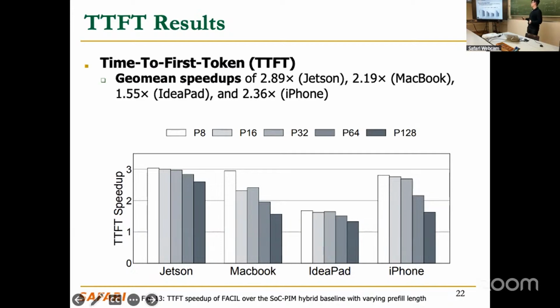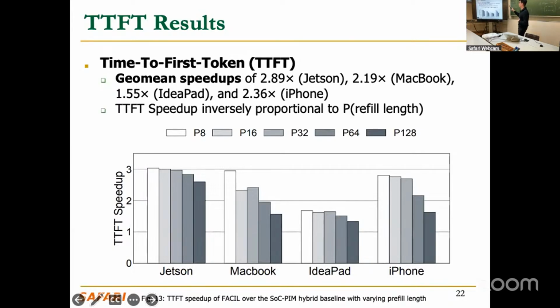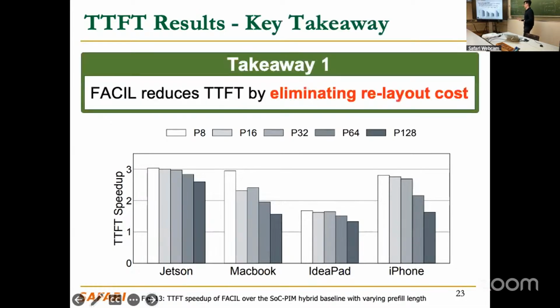So first of all, we achieved the following geomean speedups: 289x for Jetson, 219x for MacBook Pro, 155x for IdeaPad, and 236x for iPhone. And what's important to note here is that the time to first token speedup is inversely proportional to the prefill length. What I mean by that is that the longer the prefill stage takes, the more the relayout cost gets amortized, and the time to first token speedup provided by Facil is going to decrease. The main takeaway here is that Facil manages to reduce this metric, the time to first token one, by eliminating the relayout costs, as I said before.